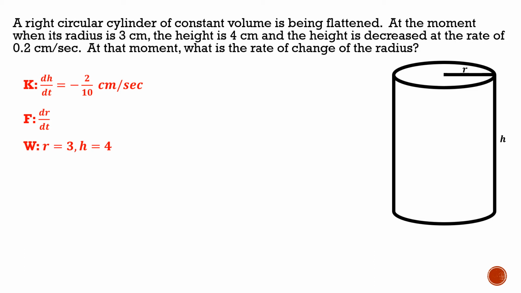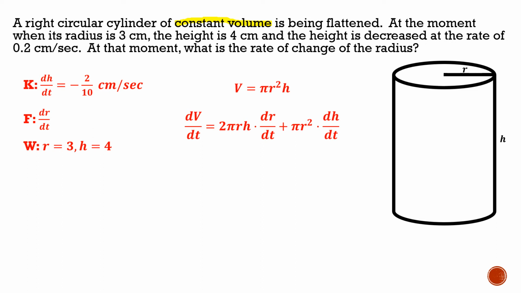So again, setting up a formula that involves h and r, or height and radius, I can use volume. So volume equals pi r squared h. Now understanding this problem, that volume, they told us, is constant. So the volume the whole time is a constant, meaning that when I take the derivative, the volume's derivative becomes 0. So I get dV/dt equals 2 pi r h dr/dt plus pi r squared dh/dt.